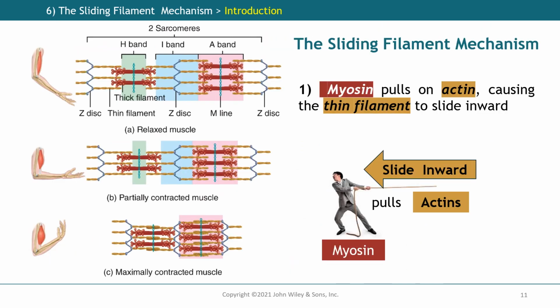I want you to have three main ideas from the sliding filament mechanism. The first one is that this is a representation of your friend myosin, and what myosin is doing is pulling the actin, and thus causing the thin filament to slide inward. So it's sliding here in the beginning a little bit. Here you see that it keeps sliding, and here it keeps sliding. And not only there, the other region is also sliding and sliding and sliding. And as a consequence, you can see that there is a complete overlap.